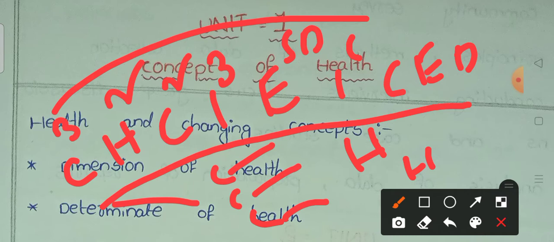I is the introduction to communicable diseases. C is the care of communicable diseases. C is the common health problems and E is the epidemic management. D is disaster management. See here: 1, 2, 3, 4, 5, 6, 7, 8, 9. So overall, community health nursing consists of 9 units.